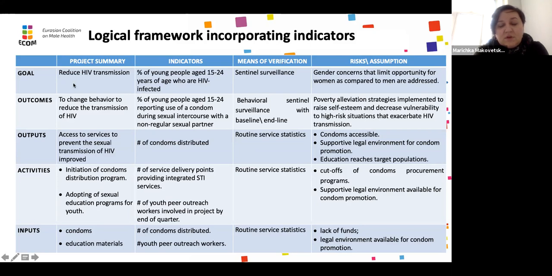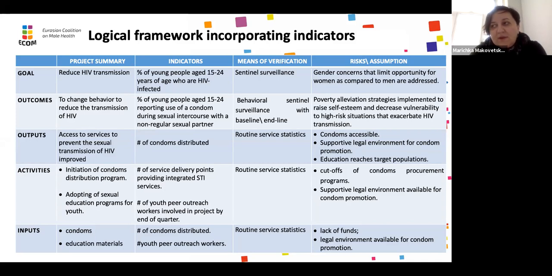So sometimes there will be cases like that. And then if you talk about the goal, which is reduction of HIV transmission, again, we have the number of young people, age 15-24, who are HIV infected. So we measure this indicator on national level. Of course, the means of verification and data is our Ministry of Health Statistics Center or AIDS Center or whatever. And we have this surveillance survey.